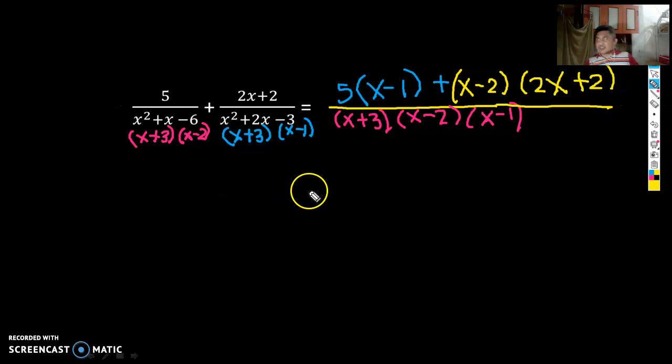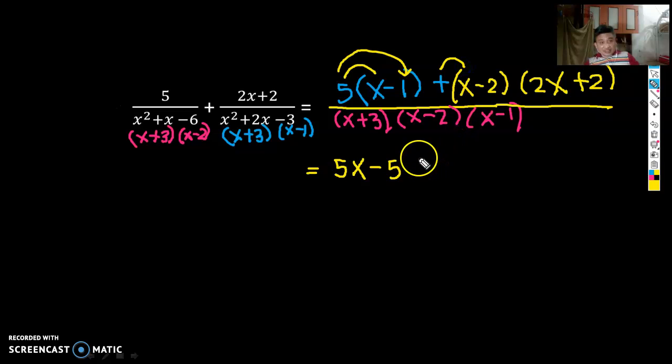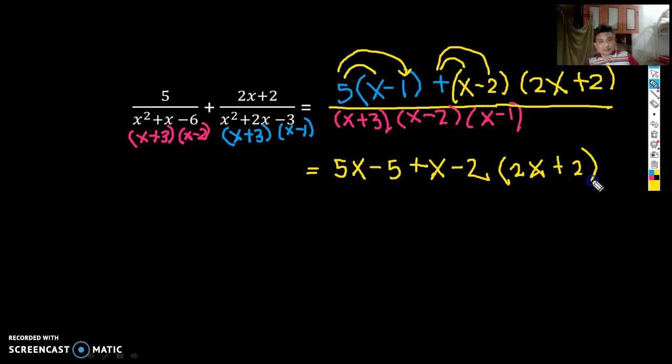Next, we will distribute the terms and simplify the numerator. 5 times x is 5x. 5 times negative 1 is negative 5. Plus x minus 2 times 2x plus 2. Let's put it in parentheses first.